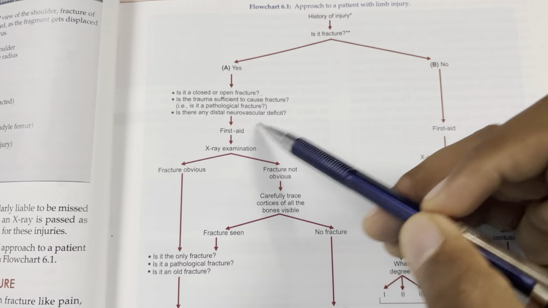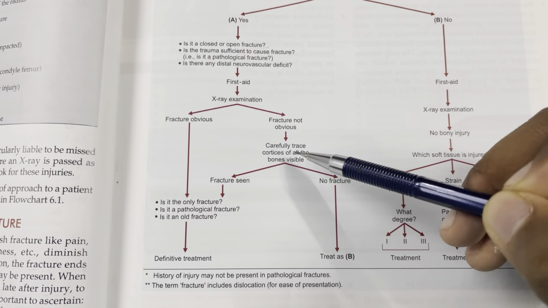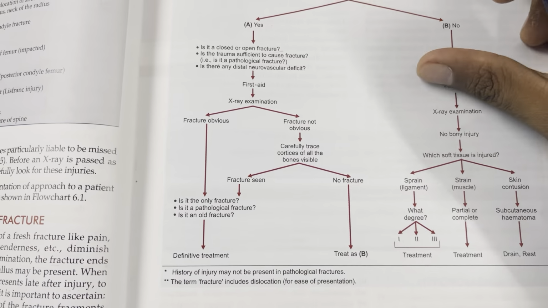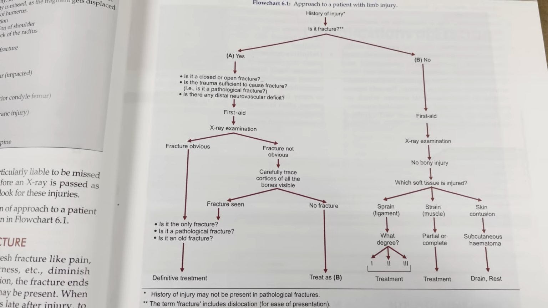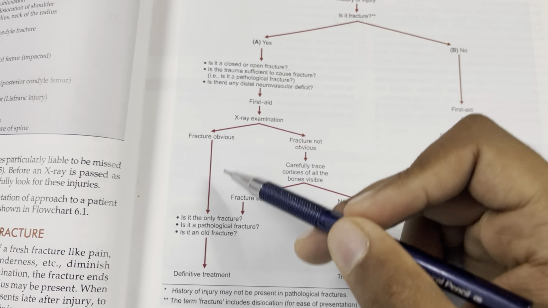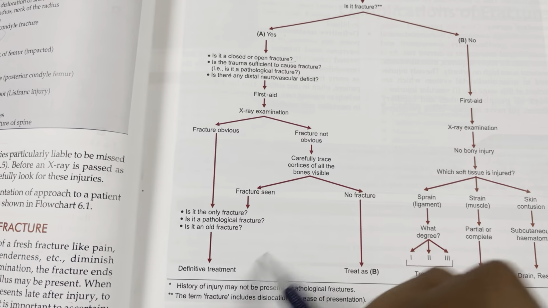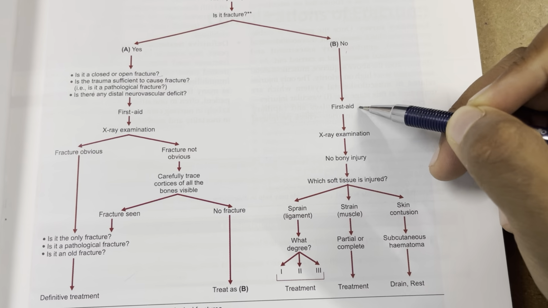So first, think of these questions, give first aid, and go for an X-ray. If the fracture is not obvious, trace all the cortices of the bone visible. Okay, if there is no fracture, you'll go for conservative treatment. If there is a fracture, and even if on X-ray the fracture is obvious, think of the other questions and go for treatment. And if there is no fracture, go for first aid, X-ray.